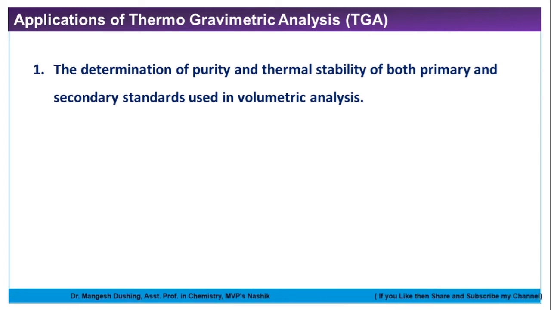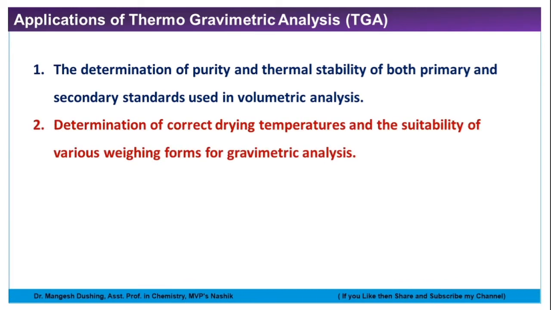For example, potassium hydrogen phthalate, sodium carbonate, sodium tetraborate. These are primary standards that have a slight tendency to absorb water when exposed to the atmosphere. Thermogravimetric analysis data gives the extent of water absorbed by these substances. So we get the correct drying temperature for the particular reagent. The second application is determination of the correct drying temperature and the suitability of various weighing forms in gravimetric analysis.